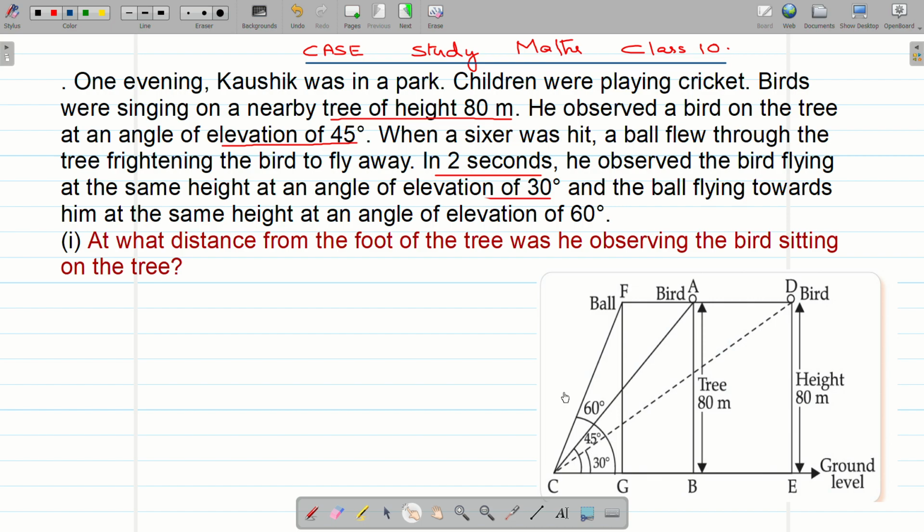If so, at what distance from the foot of the tree was he observing the bird sitting on the tree? The foot of the tree is B and he is observing from C.